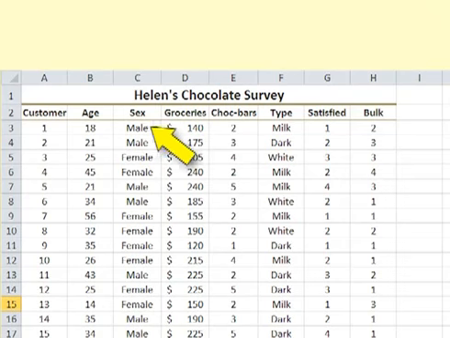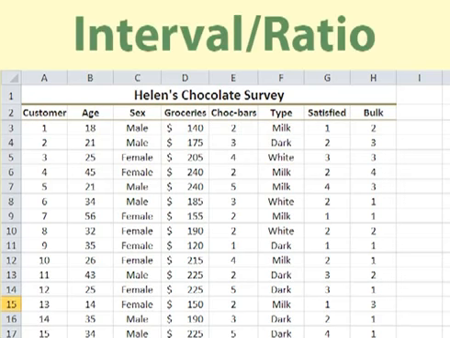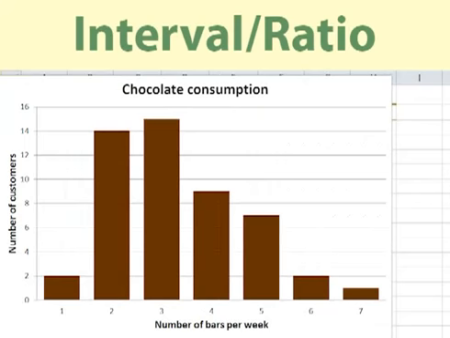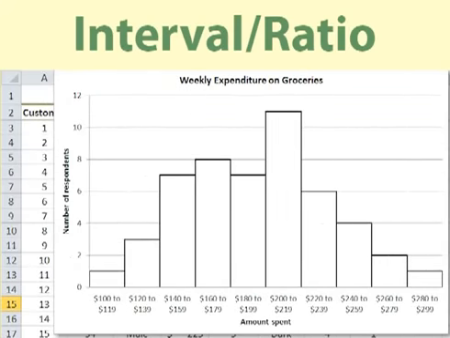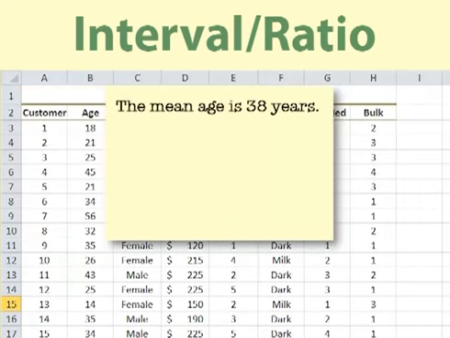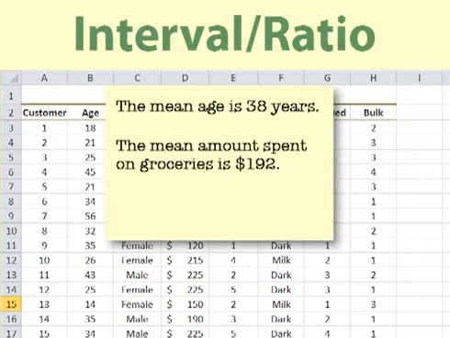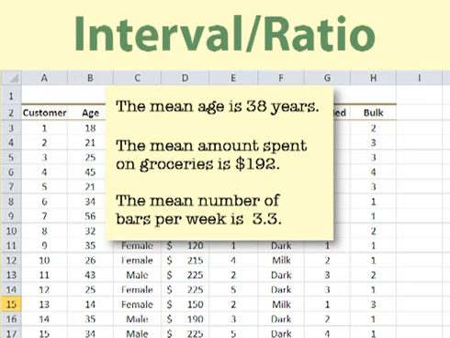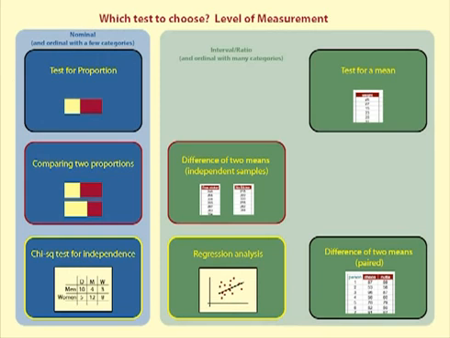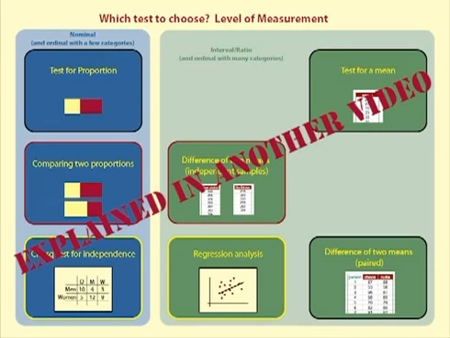Age, amount spent on groceries and number of chocolate bars are all interval ratio data. These can be displayed on bar charts or histograms. We can say that for the customers in the sample, the mean age is 38 years, the mean amount spent on groceries is $192, and the mean number of chocolate bars bought per week is 3.3. These are all meaningful summary statistics. The type of analysis that is sensible for a given data set depends on the level of measurement. You can find out more about this in the video Choosing the Test.